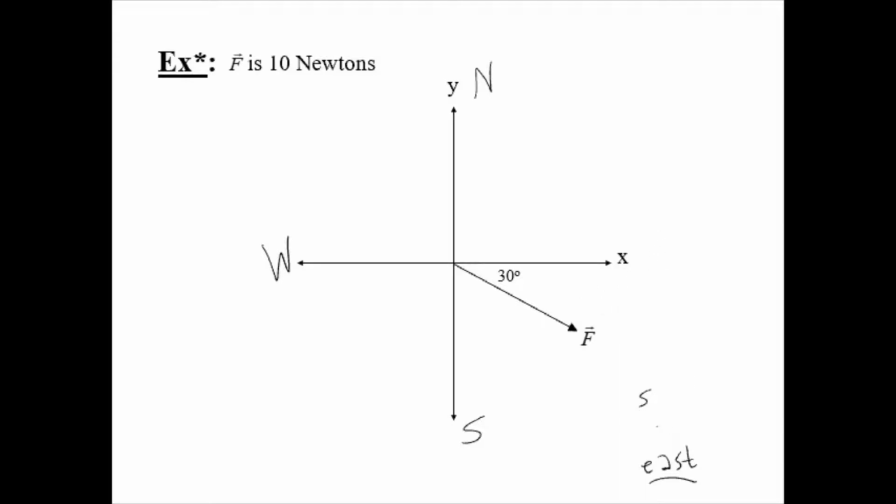Okay, so sometimes if they use words to describe the direction, you've got to be able to interpret those words and get a diagram. But here we have vector F. It's 10 newtons, pointing 30 degrees below the x-axis, down and to the right, and I want you to convert that into vector component form.